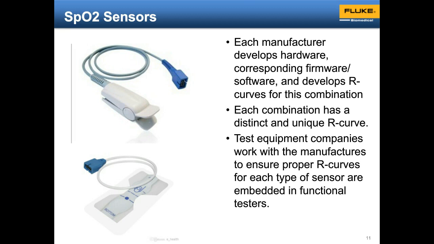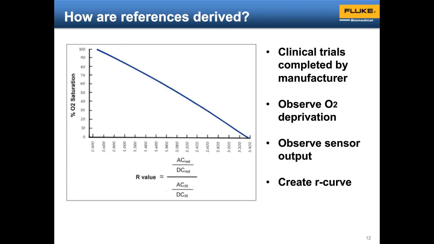So how are these references derived? The clinical trials are completed by the manufacturers, and these are typically what's called a breathe-down study, where a patient is actually deprived of oxygen while ABG or invasive blood gas measurements are taken. And this is how we develop the light absorption curve, or the R curve.